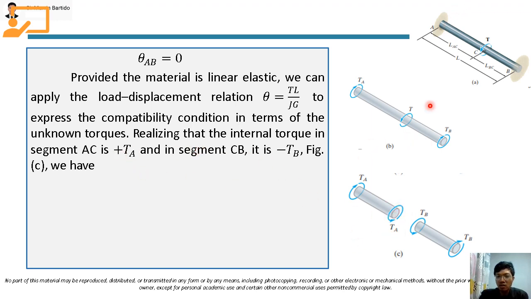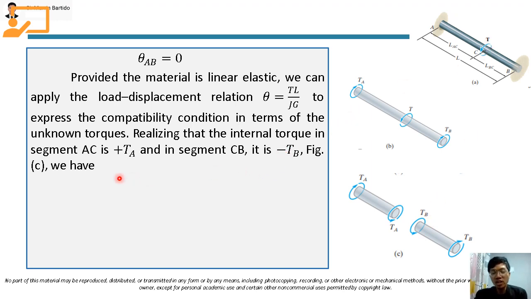And in segment CB, if we are going to cut this segment here just to solve for its internal torque, its internal torque, class, will be this torque. If this is the cross section, the rotation of the torque is actually clockwise. And notice here, class, that the thumb, which represents the double-headed arrow, is pointing towards the cross section. So in this case, the internal torque in segment CB is negative.